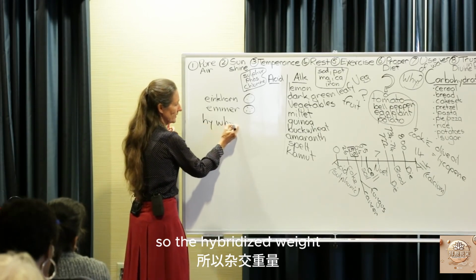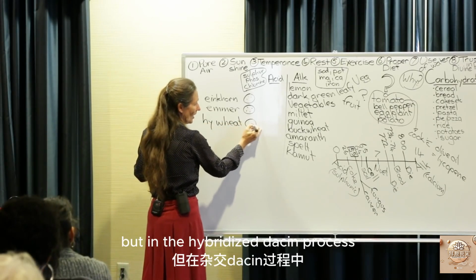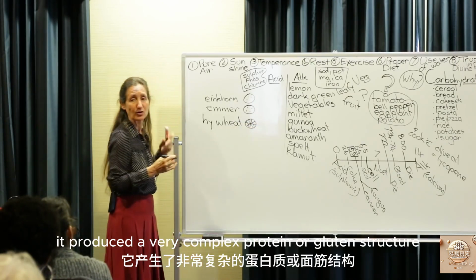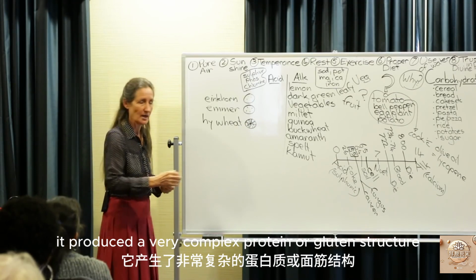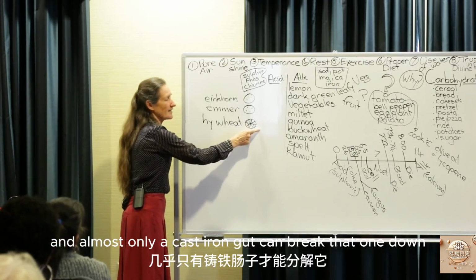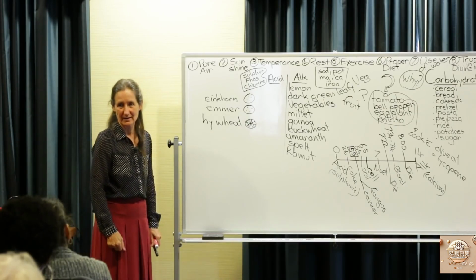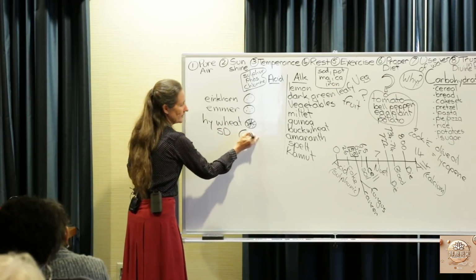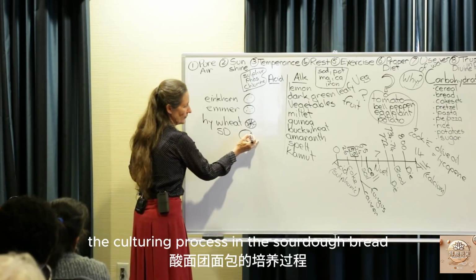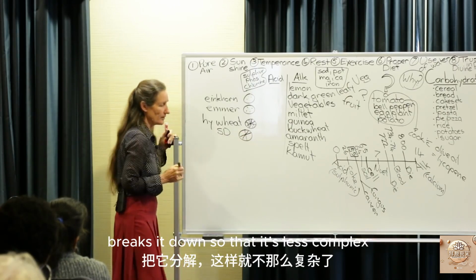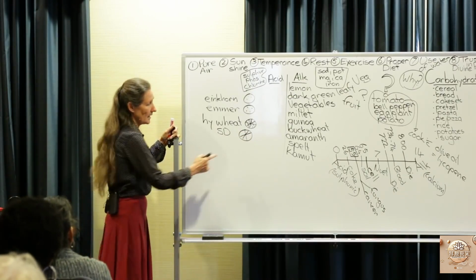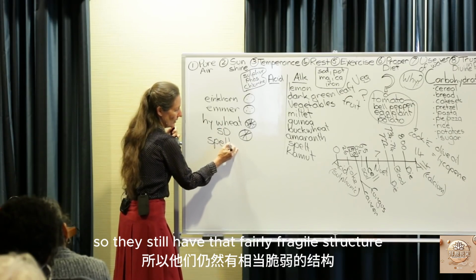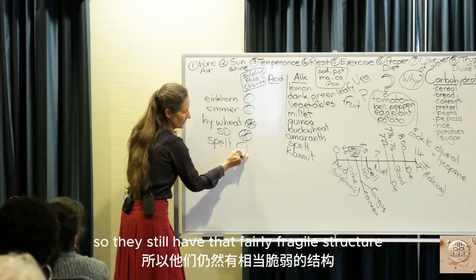So the hybridized wheat, in the hybridization process, it produced a very complex protein or gluten structure. And almost only a cast iron gut can break that one down. Now, if that wheat flour is made into a sourdough bread, the culturing process in the sourdough bread breaks it down so that it's less complex. Now, spelt and kamut are wild hybrids of the Emmer wheat, so they still have that fairly fragile structure.